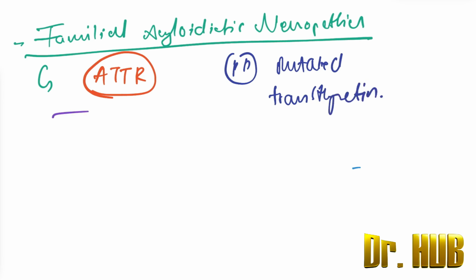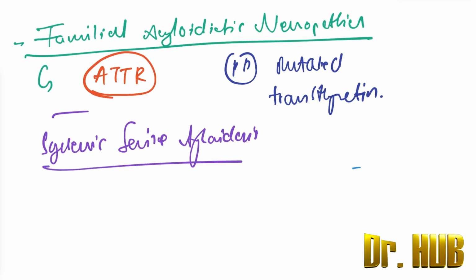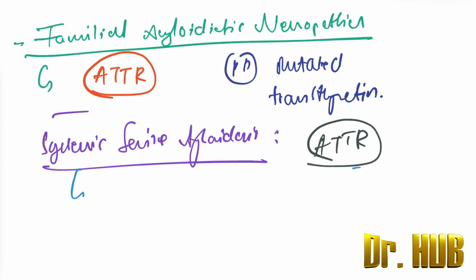Next is the systemic senile amyloidosis. So systemic senile amyloidosis involves the ATTR. The fibril protein is ATTR, and what is the precursor protein? It is going to be the normal transthyretin.